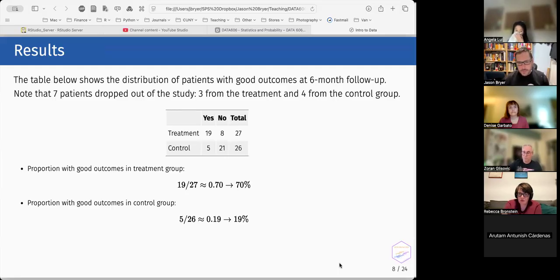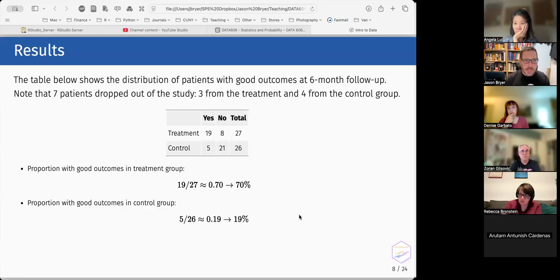And we get some results, and we see that 70% in the treatment group had a positive outcome versus 19% in the control group. So there's a clear difference here, and so we could maybe make some statement.